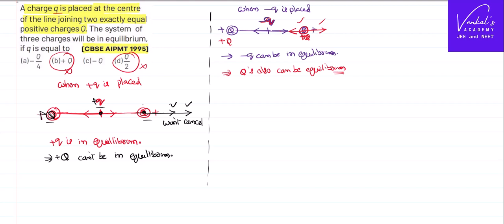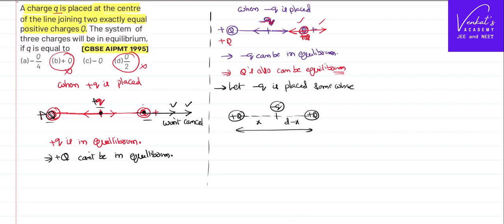I have to identify one answer in between these two. So, let us see where we have to keep it. Let minus q be placed somewhere. So, plus Q, and in between a minus q is placed at a distance x. So, this distance becomes d minus x, assuming that the total distance is d. On this negative charge, this positive charge applies an attraction, and this positive charge also experiences an attraction.